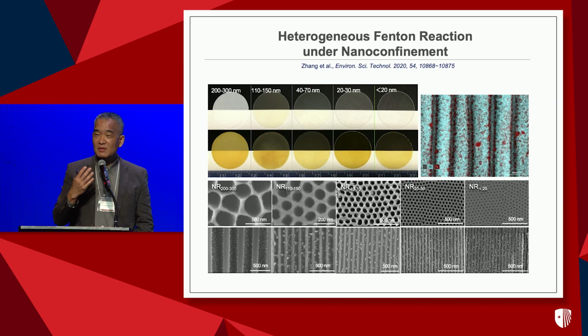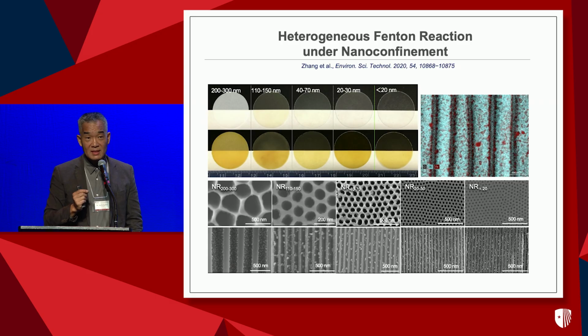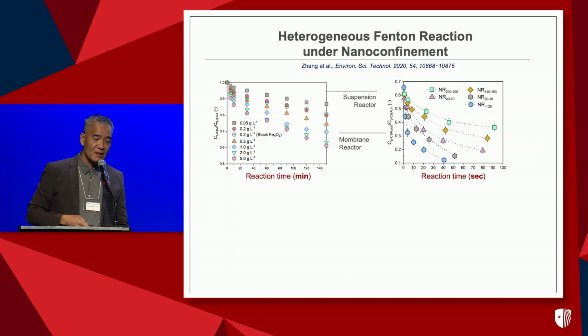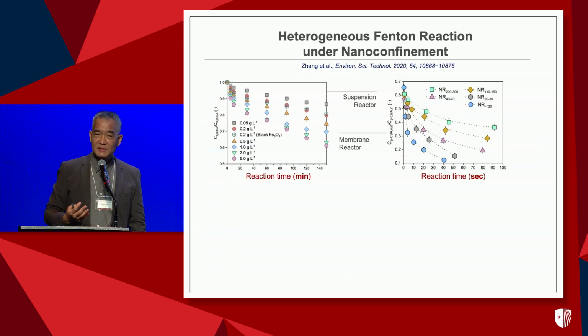So we started with a very well-defined membrane, the AAO membrane. This is not even practical. It's very expensive and brittle, but it has an extremely well-defined pore structure. So we started to load catalyst inside the pore, okay, and see what happens. The catalyst that we chose was iron oxide, okay, which is sort of the benchmark catalyst for this purpose in advanced oxidation.